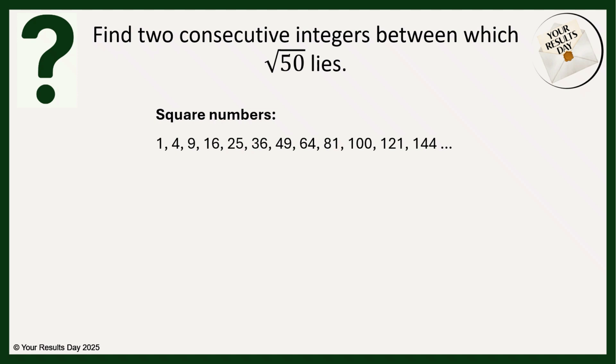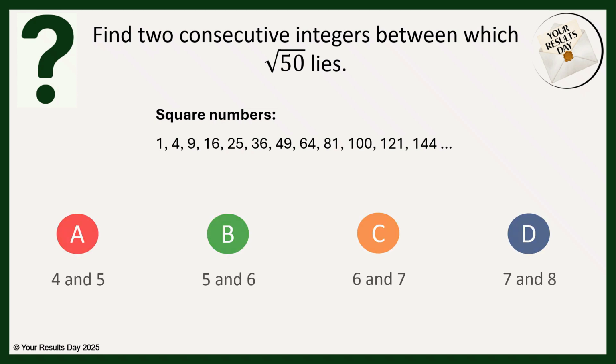Some quick multiple choice questions for you now. I'll pop a quick timer on the screen just to keep us on track, but if timers don't work for you, then do just pause the video if you need more time and hit play as you need to. Your first one, find two consecutive integers between which the square root of 50 lies, and as you can see, the square numbers are on your screen to help you out with this. Here are your options.